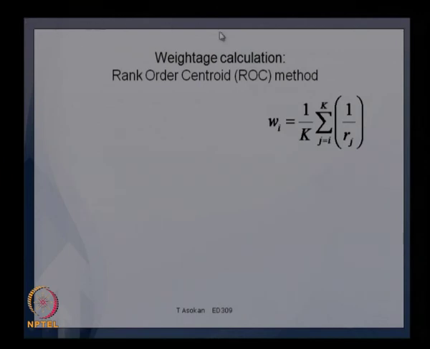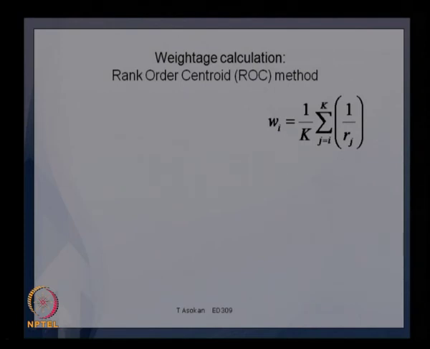Okay. So, I mentioned the weightage calculation. We need to find the Wi value for the weightage of each individual objective. This is done using the rank order centroid method. The rank order centroid method gives Wi equal to 1 over k, sigma j equal to i to k, 1 over rj, where rj is the value of the objective hierarchy value given by the system at the system design.